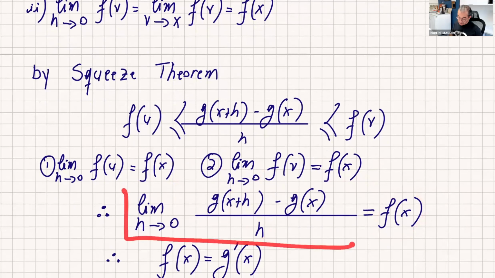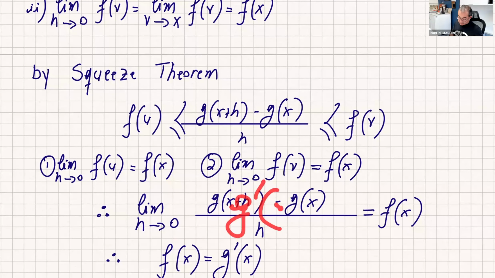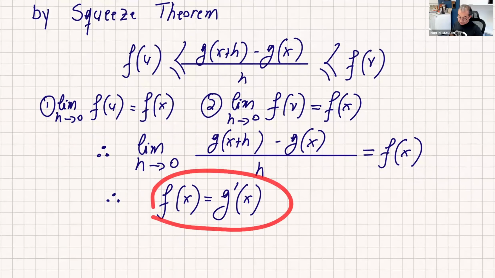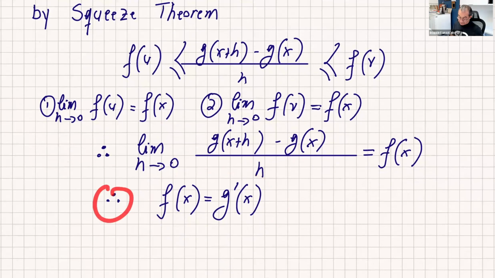And this was the definition of the derivative, g prime of x, and that equals f of x. Therefore, f of x equals g prime of x.